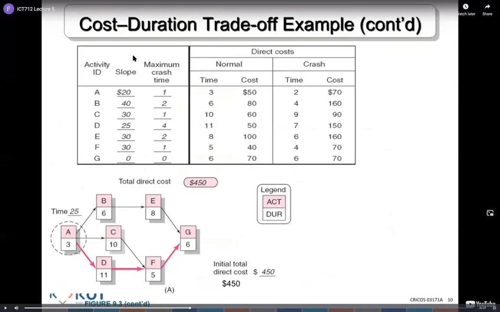Then I need you to calculate the information about the slope and maximum crash time. Once you do that, we'll be able to go through the next step in that exercise. I will let you start having a look at that first part first. I will give you 5 minutes for this first part to draw this network diagram and to calculate the slope and maximum crash time.